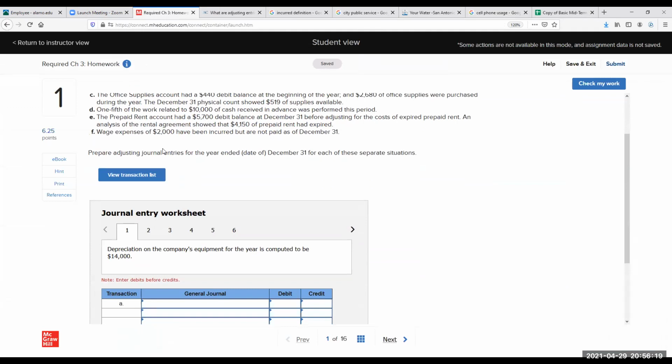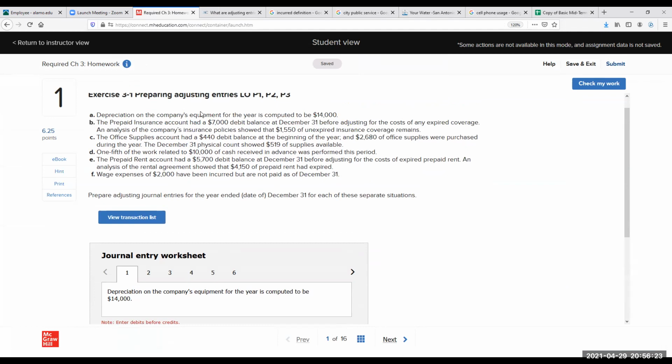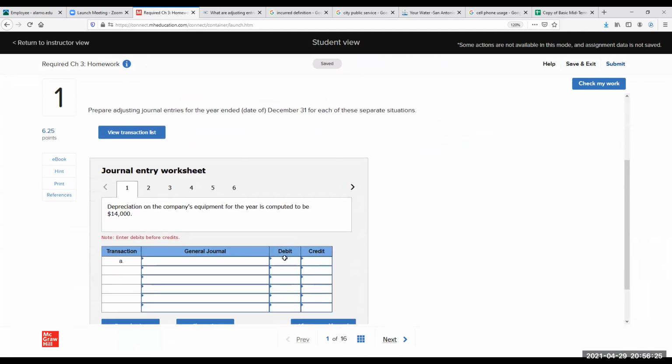In this case, depreciation is the cost recovery of the company's equipment for the year, computed to be 14,000. So in a later chapter, we'll solve that for you. But right now, you just have to make the adjustment for how much the depreciation is. And the credit is accumulated depreciation, equipment. There's an expense, and this is a contra asset on the balance sheet. It offsets the asset of equipment.